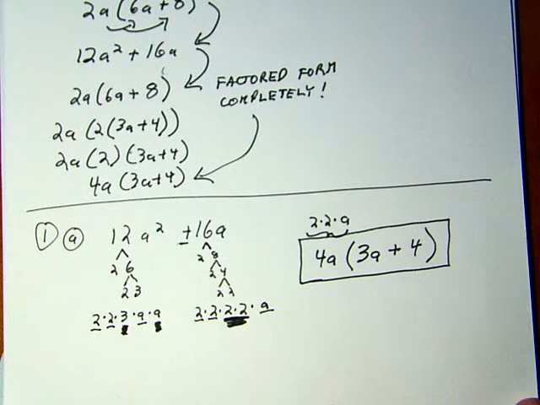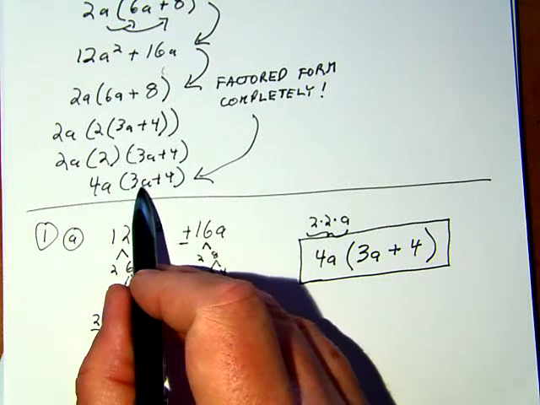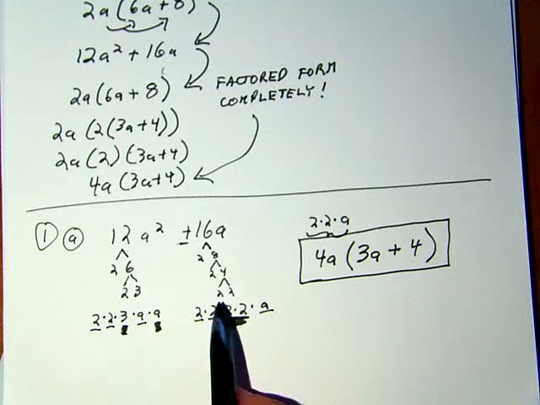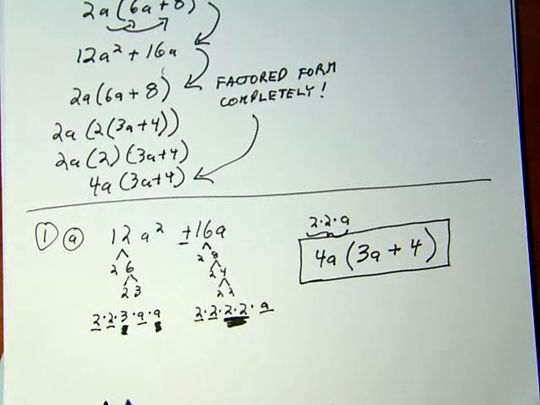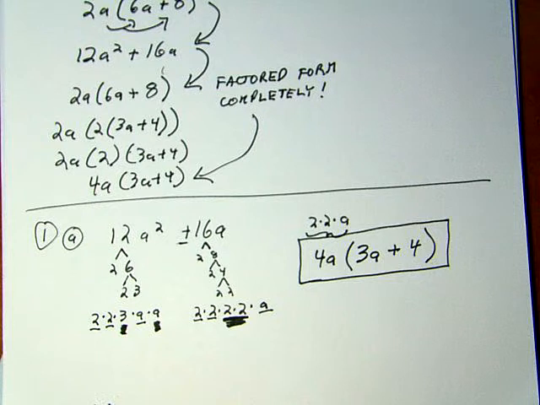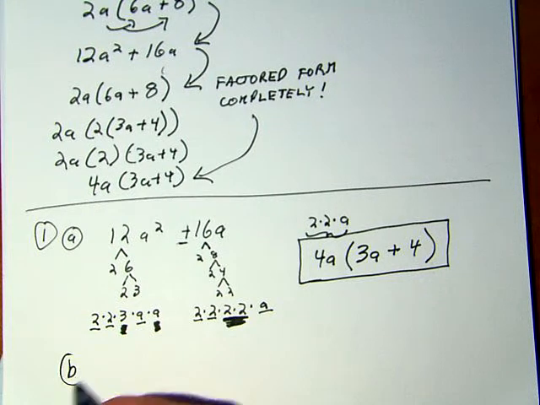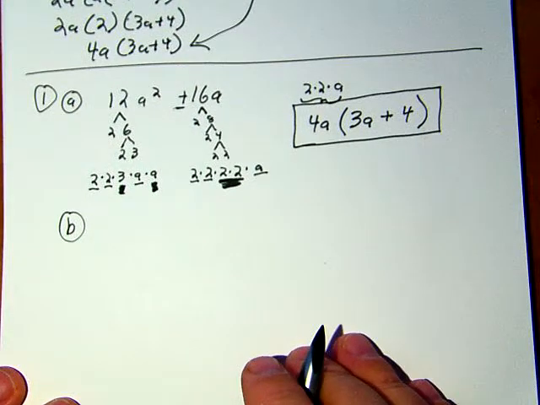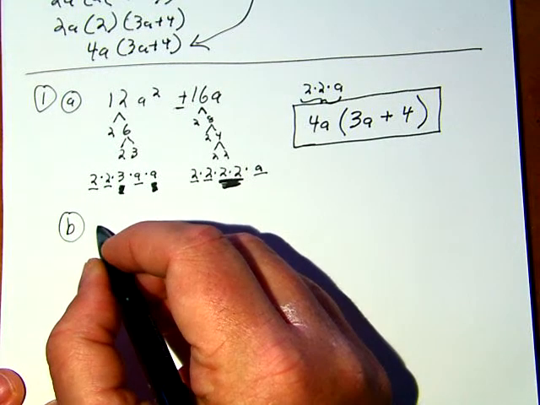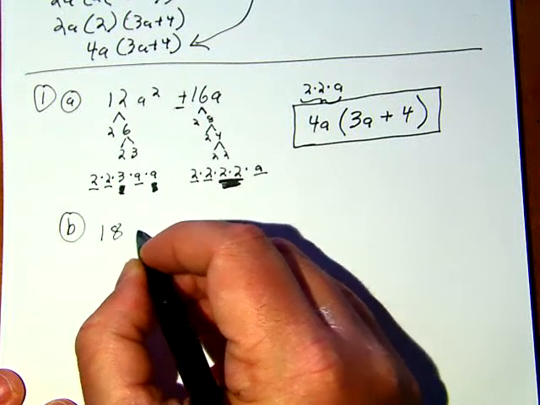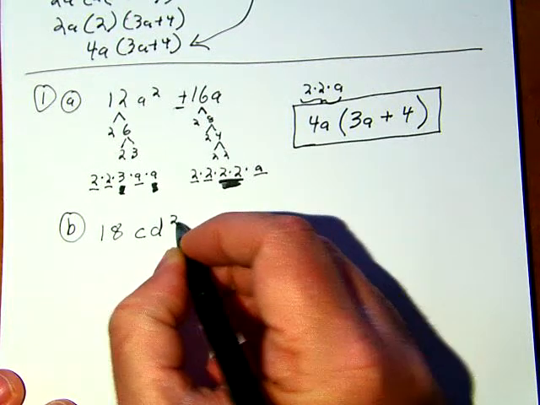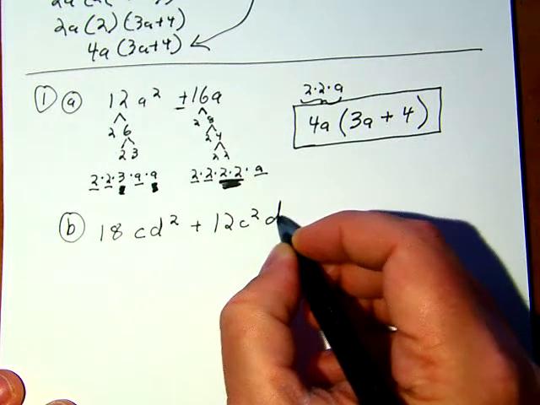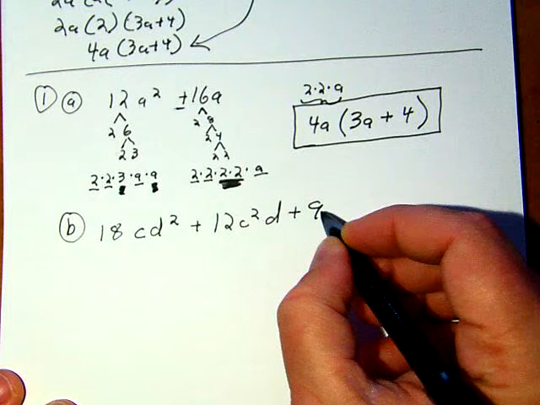And if you notice up above, it's the same answer we got up above. Same problem, same answer. I just showed you the best way of doing it. Okay. All right, let's take a look at the second example in the book. Example 1b: 18cd squared plus 12c squared d plus 9cd.